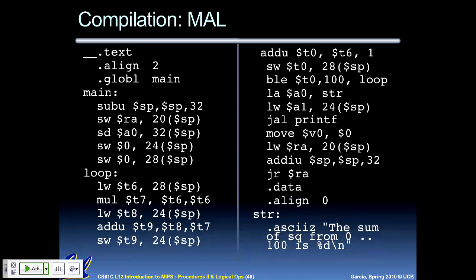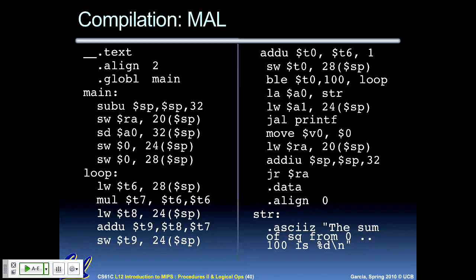Then you have the actual label. This is where main is in this file, main colon. And here's the machine code. Notice we have the instructions here. This is the function prolog. It's setting up the stack. It's allocating space for that main function, so it's decrementing the stack by 32. It's saving 4 registers onto the stack.